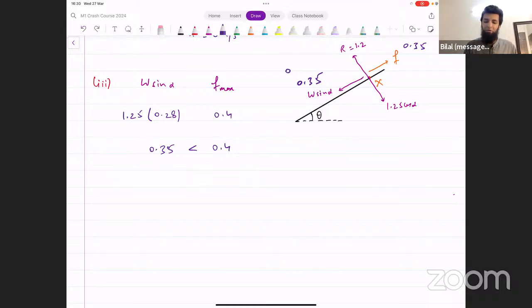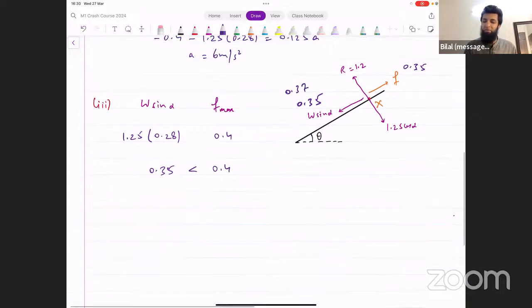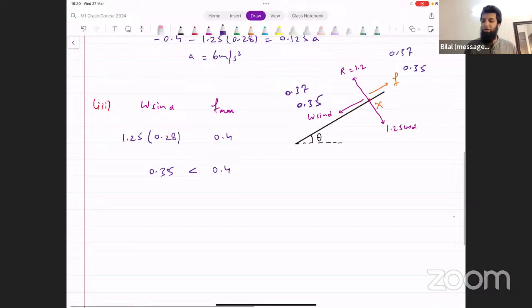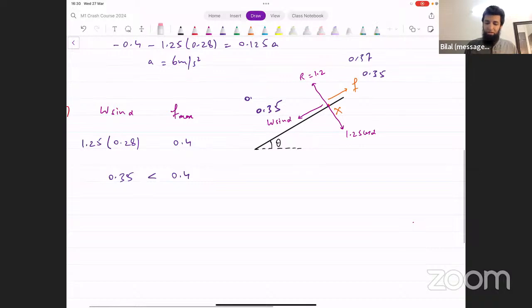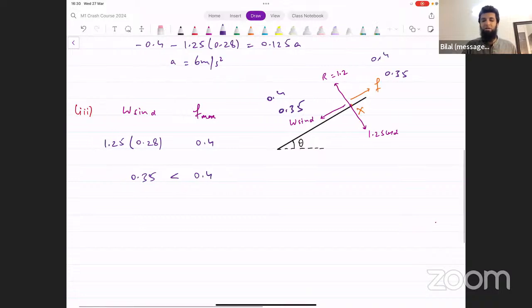So even if this downward force was 0.37, friction will become 0.37 and not let the object move. If the downward force was 0.4, friction would also become 0.4 and the object will still not move. However, if the downward force was, for instance, 0.41, now since it's greater than the maximum possible value of friction, the object will start moving downwards.